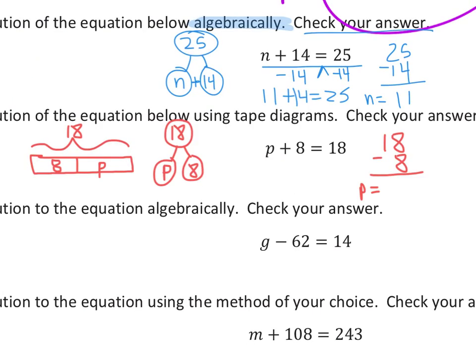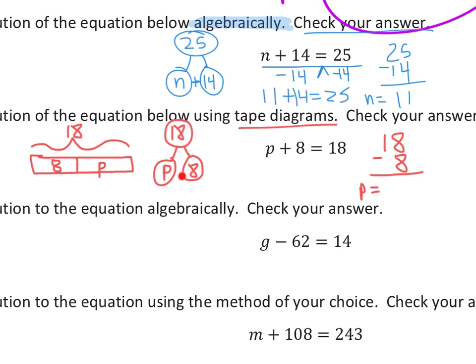So for number 3, it wants us to use a tape diagram and check our answer. So this is my tape diagram over here. I recognize in addition that when you're combining two things, those are the parts, and the whole is over here. So 18 is our total. 8 plus p would give me 18.